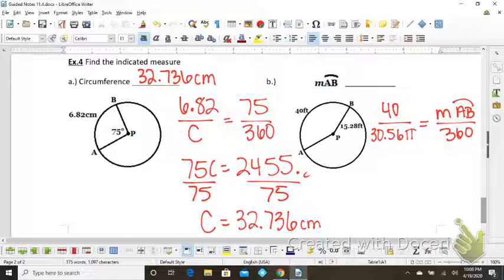Okay, so again, this ratio was the arc length, linear length, 40 feet, over the circumference, so 2 pi r, multiplied the radius by 2. I still have the pi there. Measure of the arc is what we're trying to find over that 360 that's always there. So go ahead and pause, do your cross multiplying. We'll see if we get the same answer.